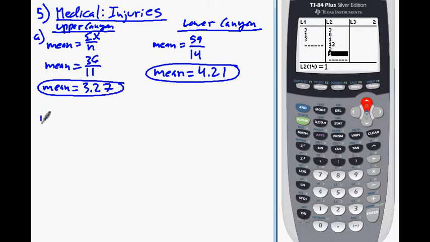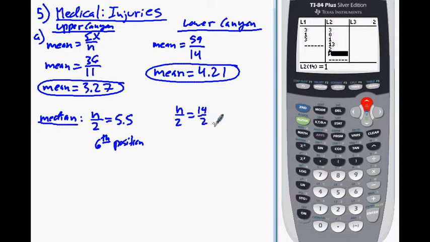Now if you look at median, there are 11, which is 5.5, so we're looking for the 6th position, and we have, oops, I showed that incorrectly, didn't I? Alright, that's supposed to be n over 2. N over 2, which of course is 14 over 2, so we're going to be looking at the 7th and 8th positions.